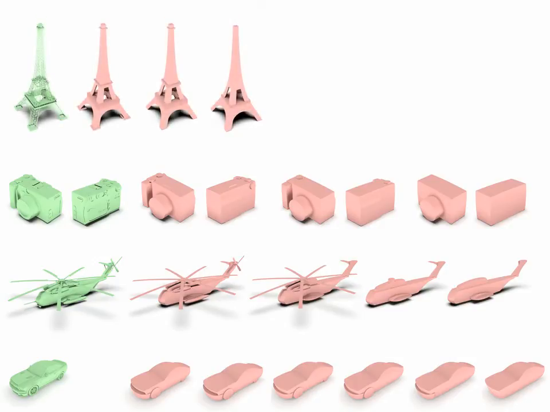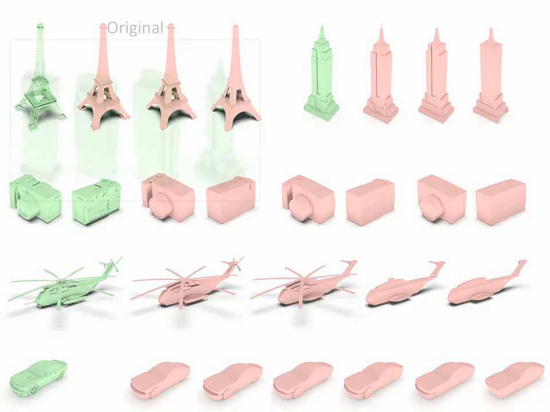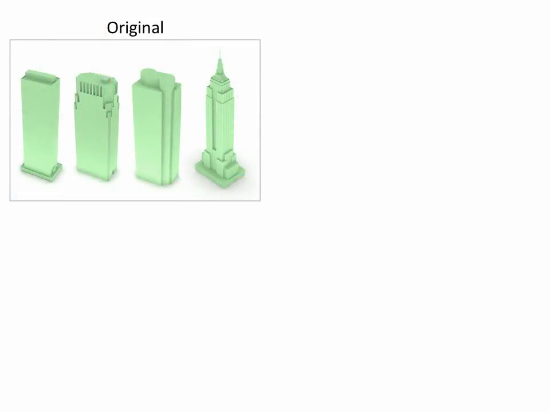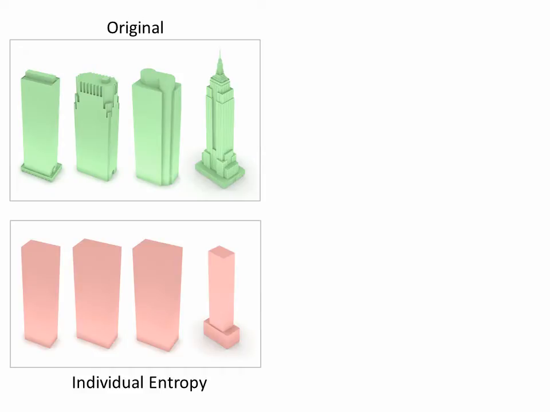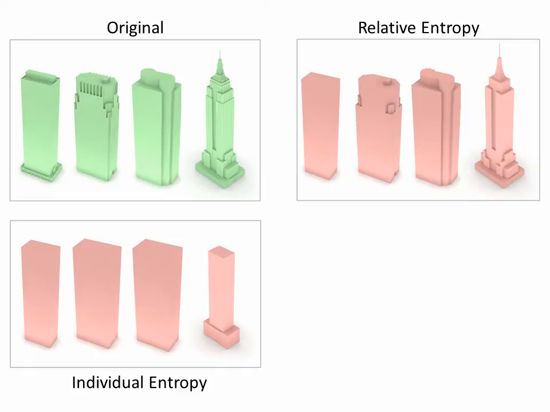Once an abstraction spectrum is computed for each of the models in the collection, we use an entropy minimizing optimization algorithm to choose the most suitable abstraction level of each model. This minimization tries to simplify the input models to the maximum extent possible while preserving the characteristic features unique to their shapes.